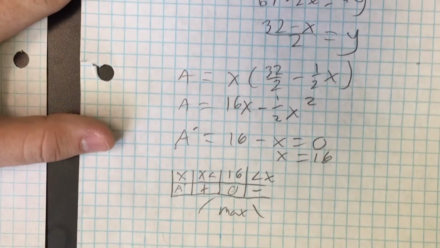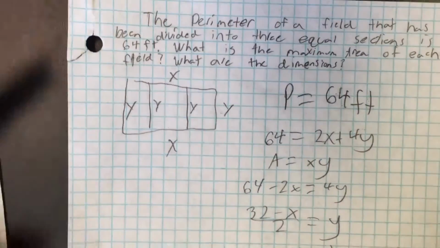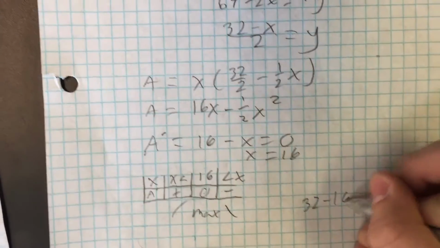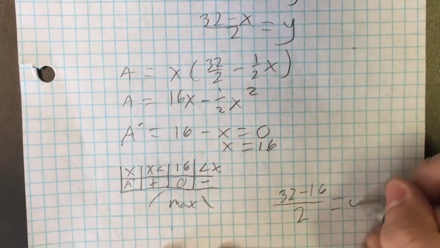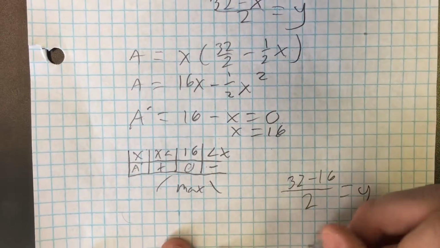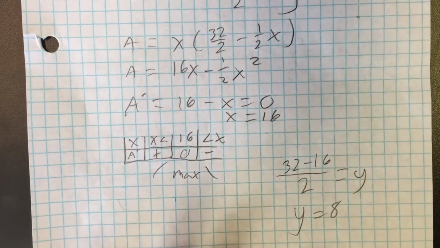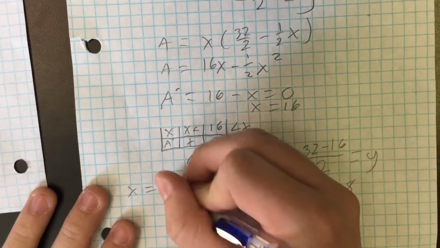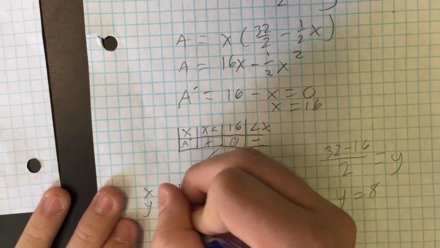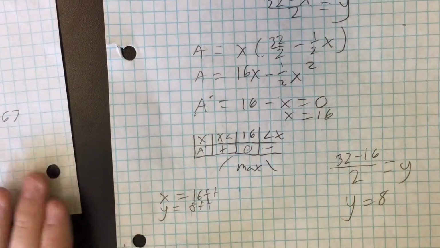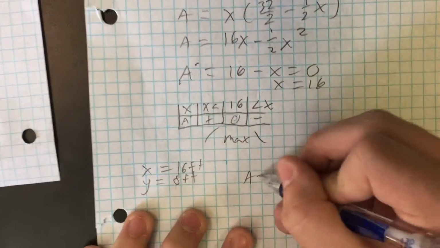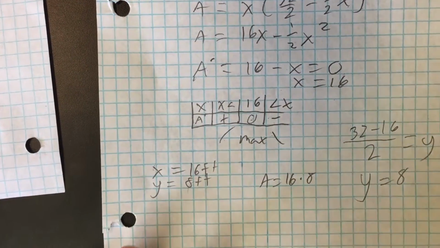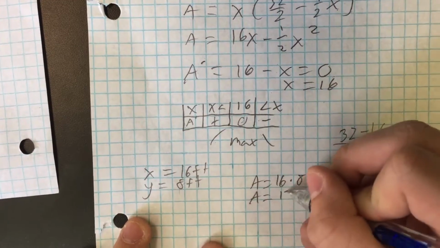So now we need to find our y, which is going to be 32 minus 16 over 2 equals y. And that's going to give us y equals 8. Okay. So our dimensions are going to be x equals 16 feet and y equals 8 feet. Now this asks for the area, so we're going to get A equals 16 times 8, and that's going to give us an area of 128.